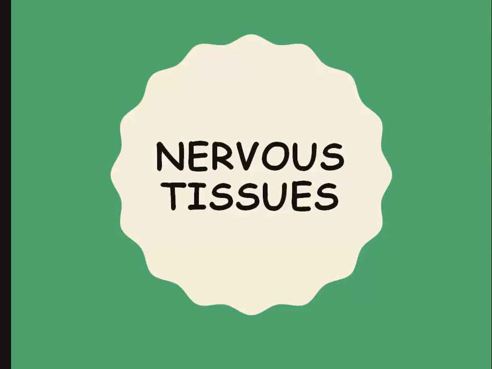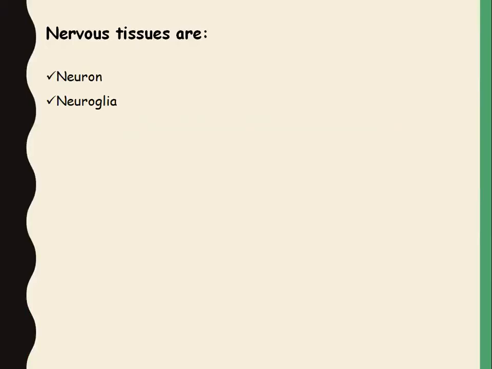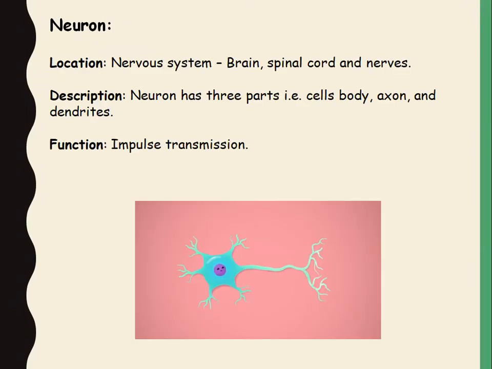Next one is the nervous tissue. The nerve tissue has the neurons and the neuroglia. First one is the neuron. Location is the nervous system, brain, spinal cord and the nerves. Description: neuron has the three parts, cell body, axon and the dendrites. Function is the impulse transmission. These are the cell body, axon and the dendrites.